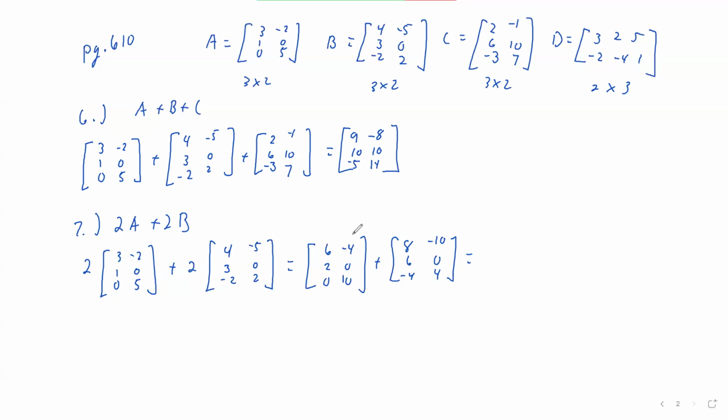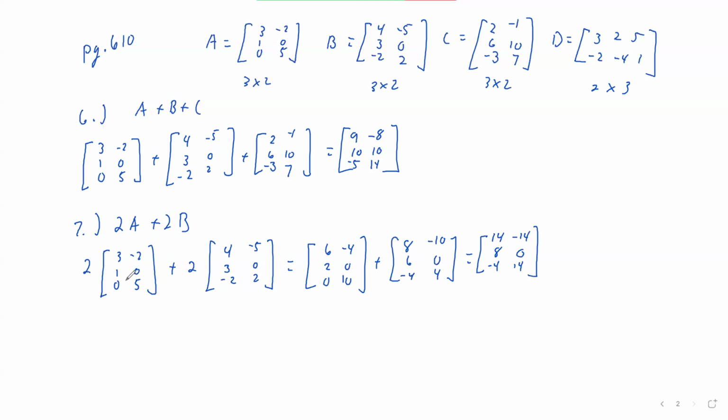So 6 plus 8 is 14. -4 plus 10 is -14. 2 plus 6 is 8. 0 plus 0 is 0. 0 plus -4 is -4. 10 plus 4 is 14. And that'd be it.